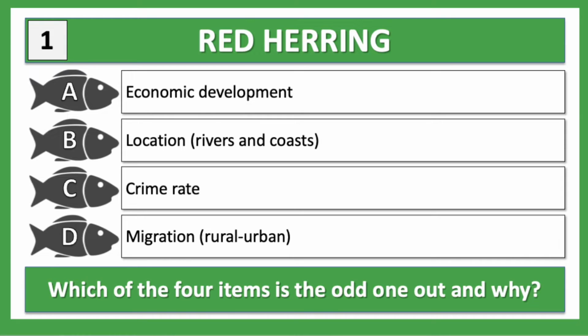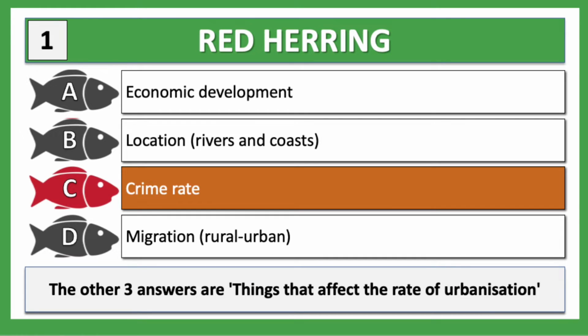Okay, just give you a minute to have a think. Okay, let's have a look. It is crime rate. So the others are things that affect the rate of urbanisation. So economic development, location, i.e. by a river or a coast, or migration all increase the rate of urbanisation.